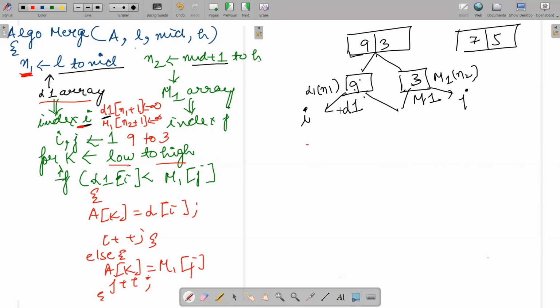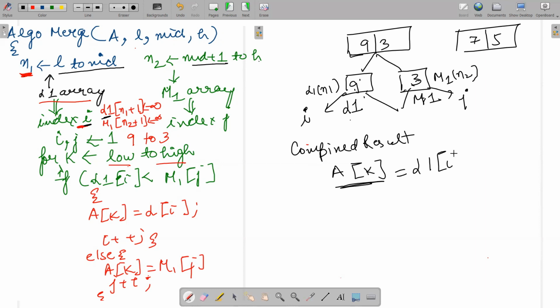We are just comparing. If L1[I] is lesser than M1[J], your combined result will be stored in A of K. This is the combined result, and the combined result would be stored in A of K. Whatever the combined result is, if L1 is lesser, then the L1 value would be given to it. Else, your A of K, which will get the combined result, will get M1[J], right?